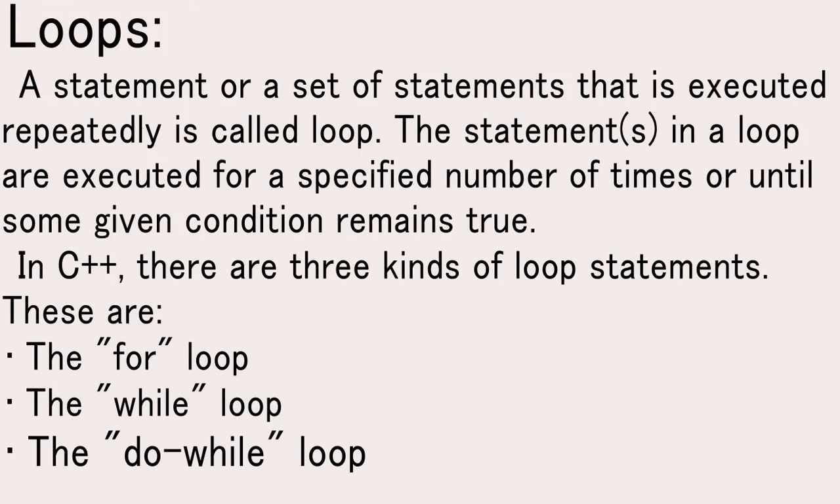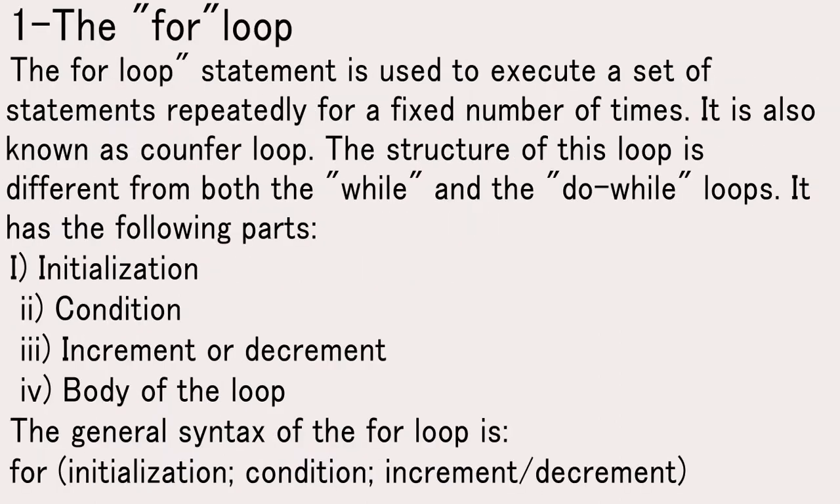Loops. A statement or a set of statements that is executed repeatedly is called a loop. The statements in a loop are executed for a specified number of times or until some given condition remains true. In C++, there are three kinds of loop statements. These are the for loop, the while loop, and the do-while loop.